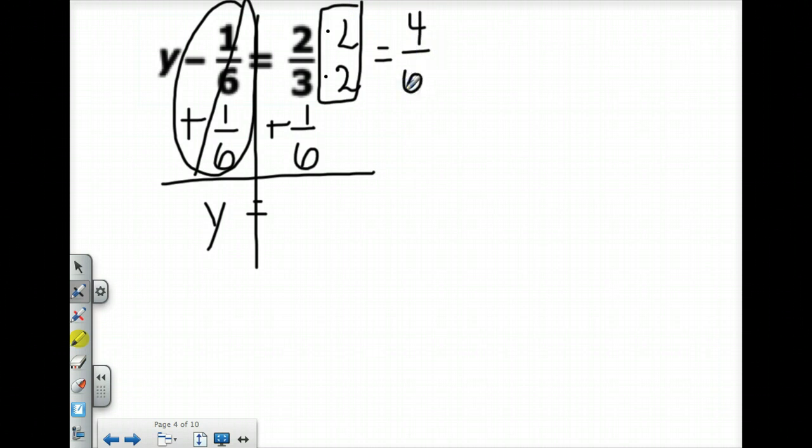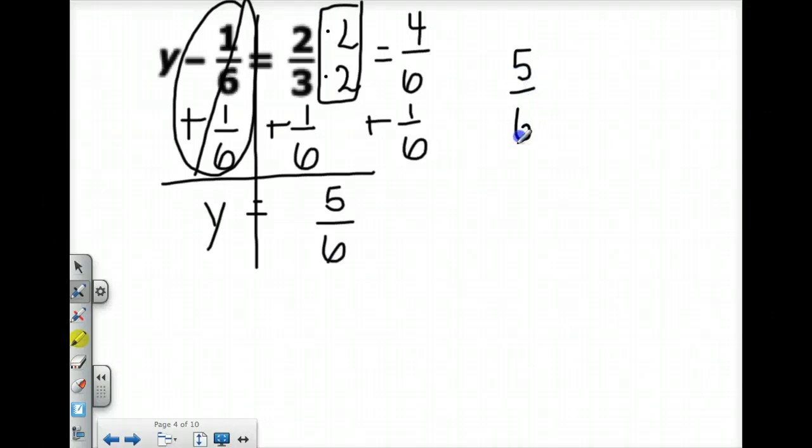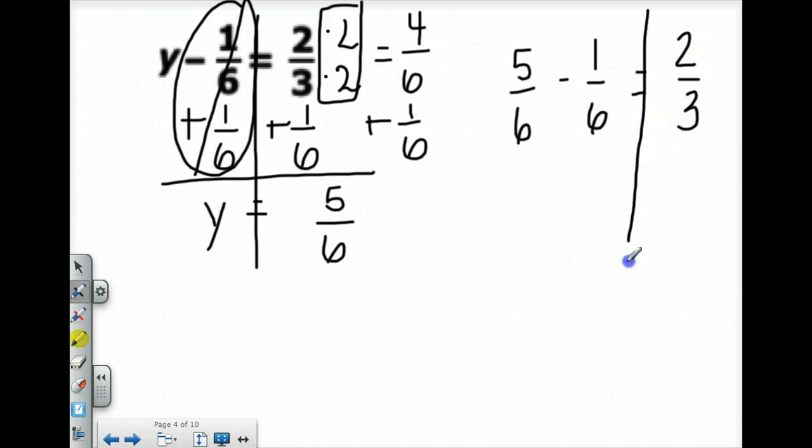And now I can add because we have to have a common denominator anytime we add. When we add our numerators, we end up with 5, and the denominator is 6. So we have y is equal to 5/6. Let's check our answer to make sure we're right. 5/6 minus 1/6 should equal 2/3 when we're finished. Subtracting on the left-hand side, I end up with 4/6, which is equivalent to 2/3.